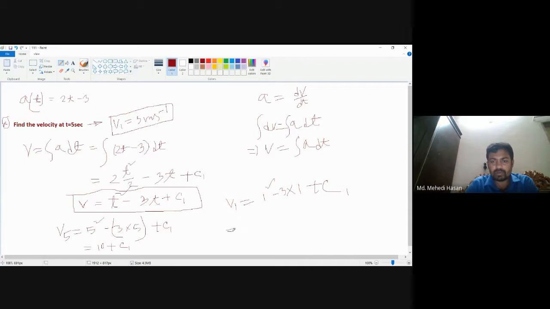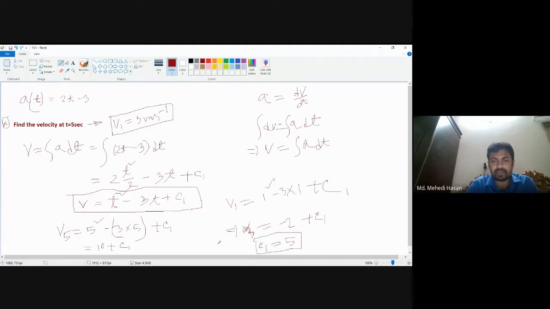Then v1 is given as 3. So 3 minus 2 plus c1, then c1 will be equal to 5. C1 is 5, so this is the value of c1.